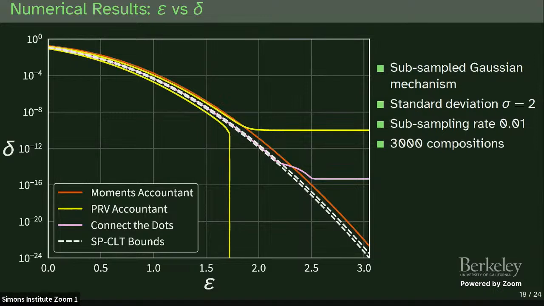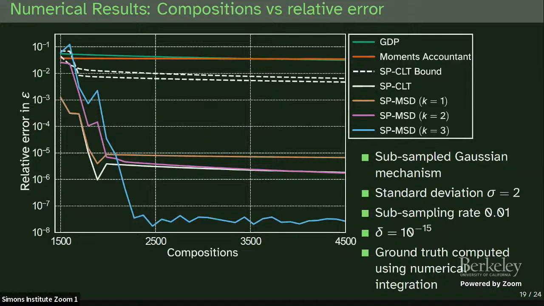The same kind of thing holds for the connect the dots algorithm. I should say that getting these numerical accountants to be super accurate for really small values of delta, down here in the 10 to the minus 20 range, seems to be pretty hard, because you run into numerical accuracy problems. One nice thing about the saddle point is that it gives you this really far large deviation regime very easily. The moments accountant is also doing fine for the same reason. Maybe delta equals 10 to the minus 20 is an impractical regime, but at least in principle we can get there.